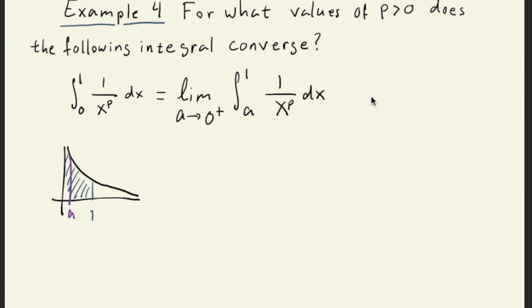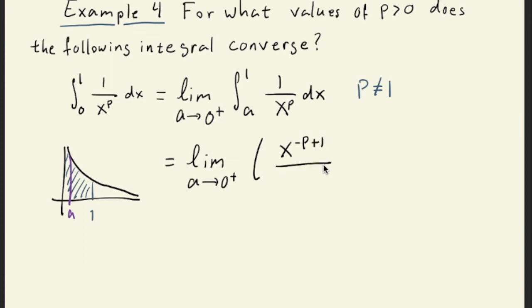Now here we're going to have to distinguish the case of p equals 1 again because the antiderivative is not given by the power rule. So let's assume that p is not 1. Then we know that the antiderivative is x to the negative p, so it would be x to the negative p plus 1 divided by negative p plus 1. That's the antiderivative. x equals 1, x equals a.